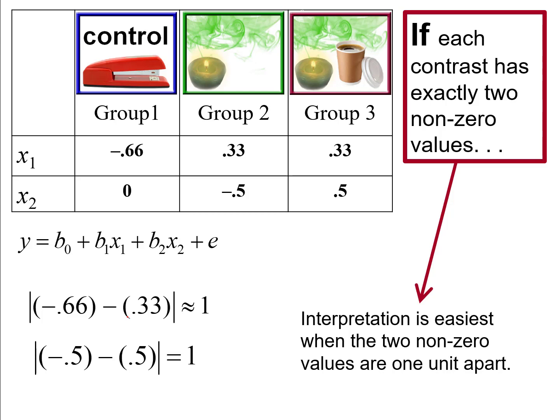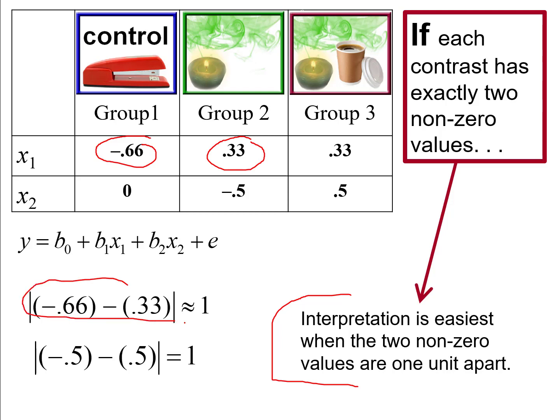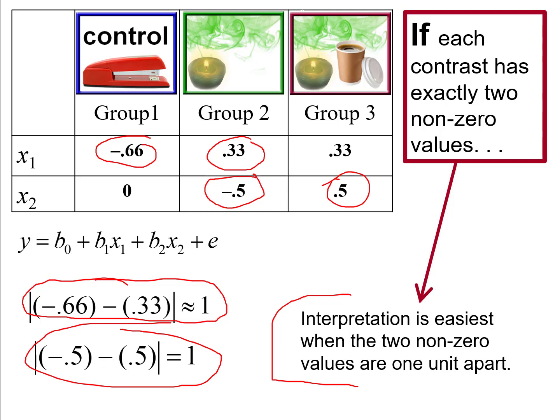And then one final thing that I'm doing in choosing which numbers to use for my contrast is that I'm trying to set my numbers so that the two non-zero values in the contrast are exactly, or as close as possible to, 1 unit apart from each other. So the distance between negative 0.66 and positive 0.33 is, with rounding, about 1 unit. And the difference between negative 0.5 and positive 0.5 is exactly 1 unit.